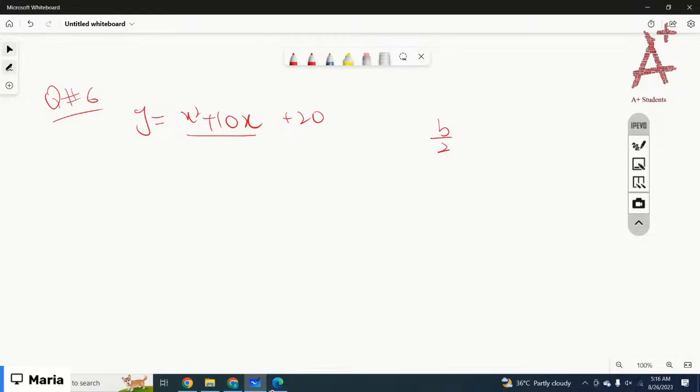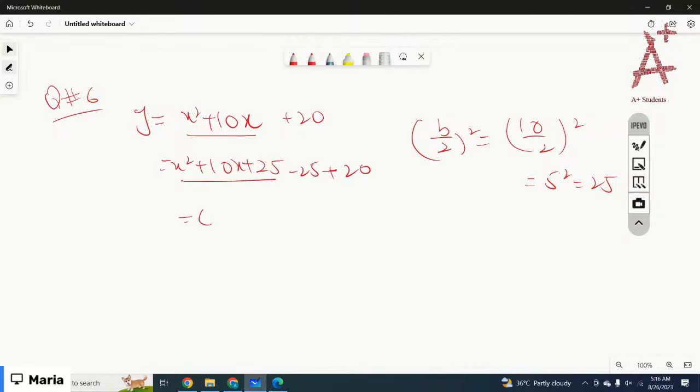Okay, 10 over 2 is 5. You have to add 5 square, 25, right? So it would be x square plus 10x plus 25 minus 25 plus 20. So it makes a square, x plus 5 whole square, and negative 25 plus 20 is negative 5. That means the vertex is negative 5 and negative 5, right?